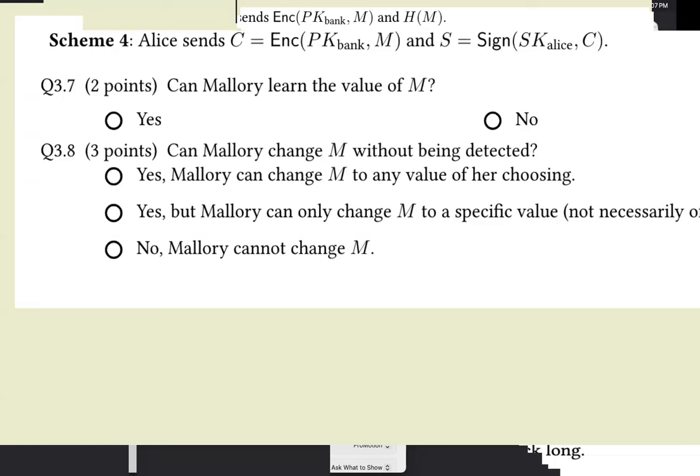Yeah, so essentially the difference here is that instead of signing the message itself, she's signing the ciphertext. And so now decrypting or verifying the signature will not get you any information. Yeah. And what about 3.8? Can Mallory change M without being detected?